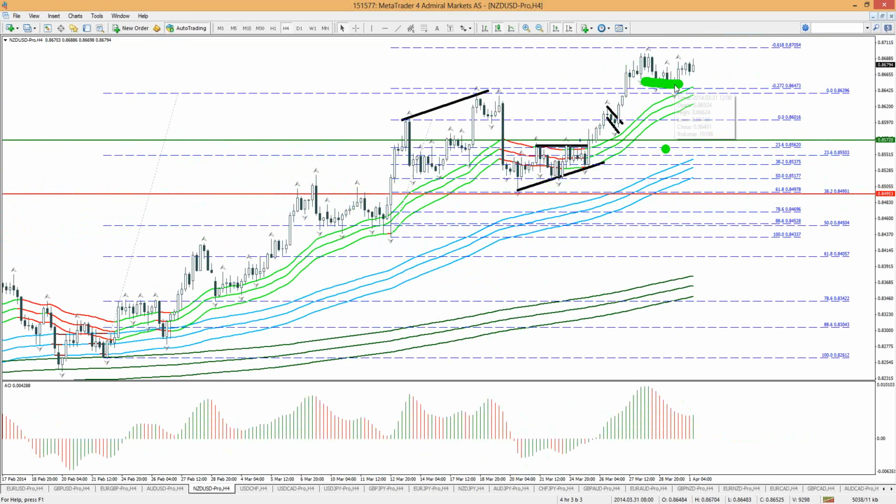bit too tight. In retrospect, probably I should have used 2 fractals back instead of 1 fractal. A trailing stop loss with 2 fractals back would have survived it. What I mean by 2 fractals back is wait for the first one, wait for the second one, and trail this second one. That would have survived this pullback and would have been in the trade still.